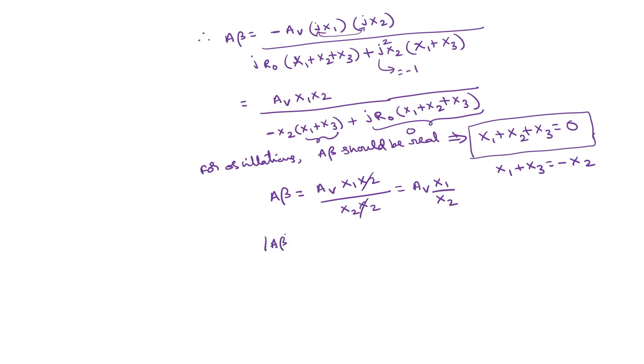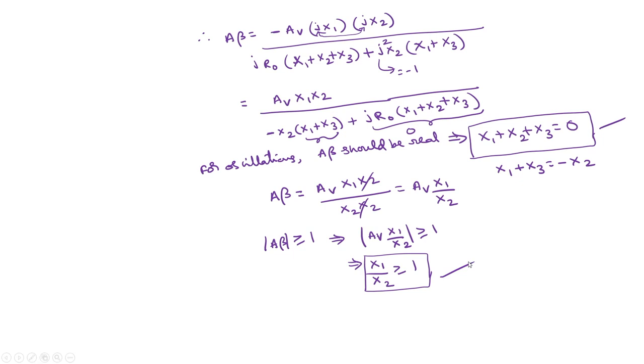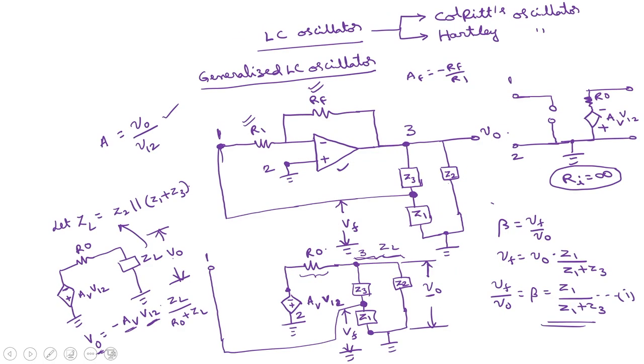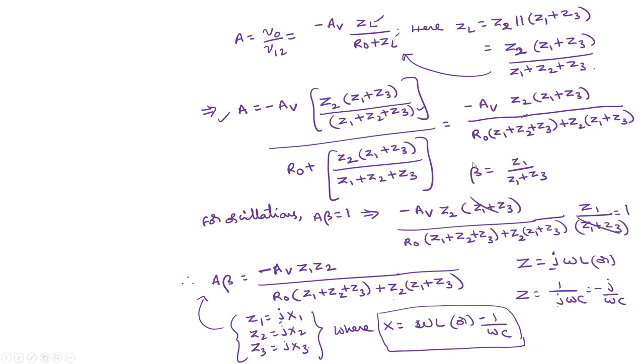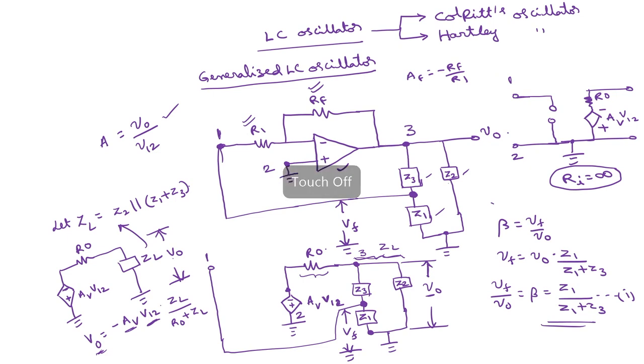Then modulus of A beta is greater than or equal to 1 implies modulus of AV into X1 by X2 should be greater than or equal to 1. This implies X1 by X2 should be greater than or equal to 1. These are the conditions for the oscillations. Now, we will substitute here this Z1, Z2, Z3 with either inductances or capacitances. Thereby, we will get the Colpitts and Hartley oscillators. Okay. So, Colpitts oscillator first.